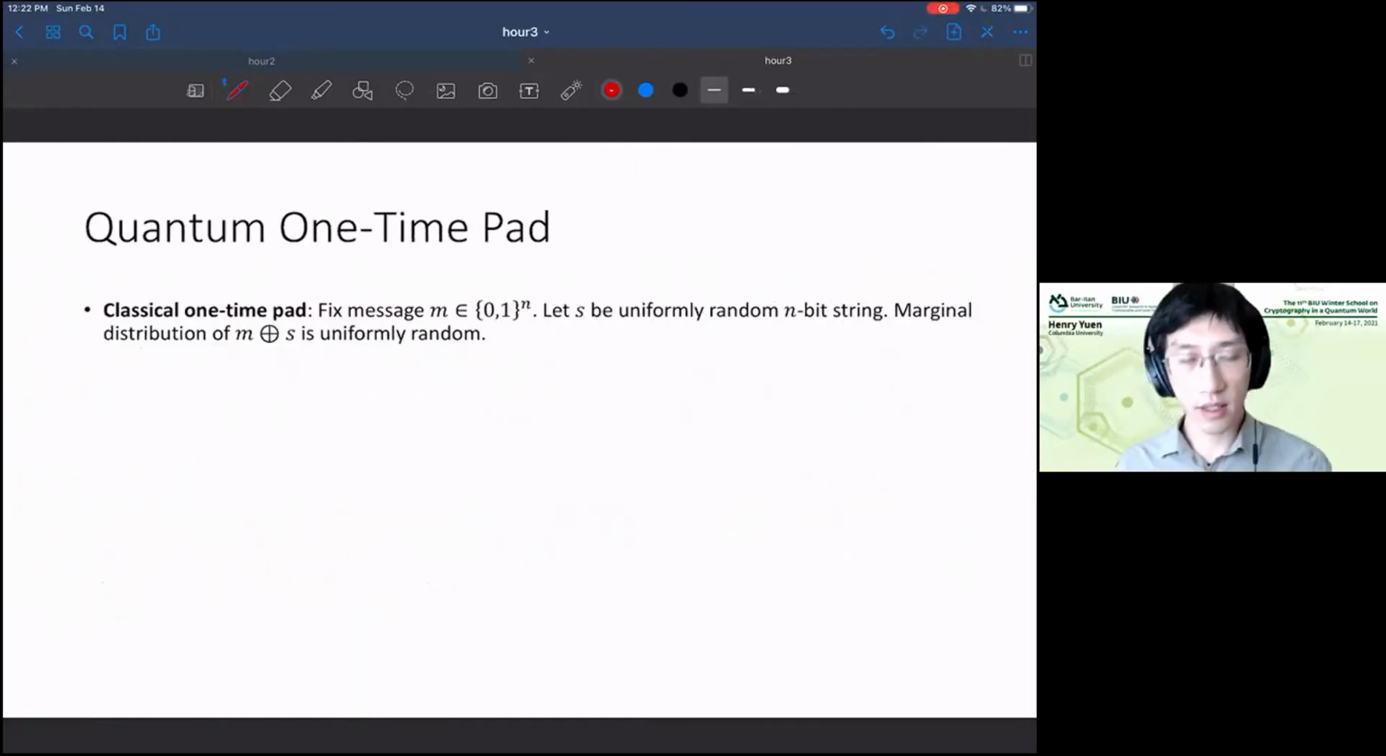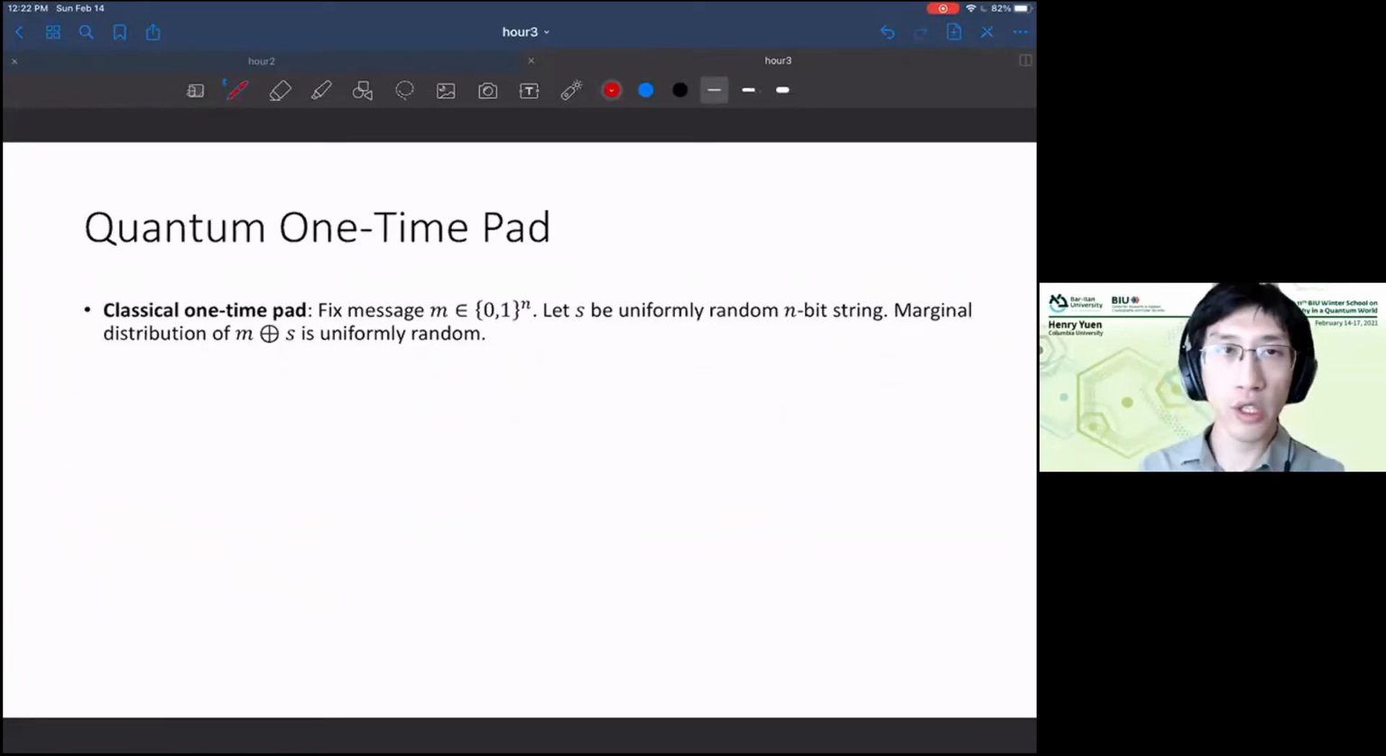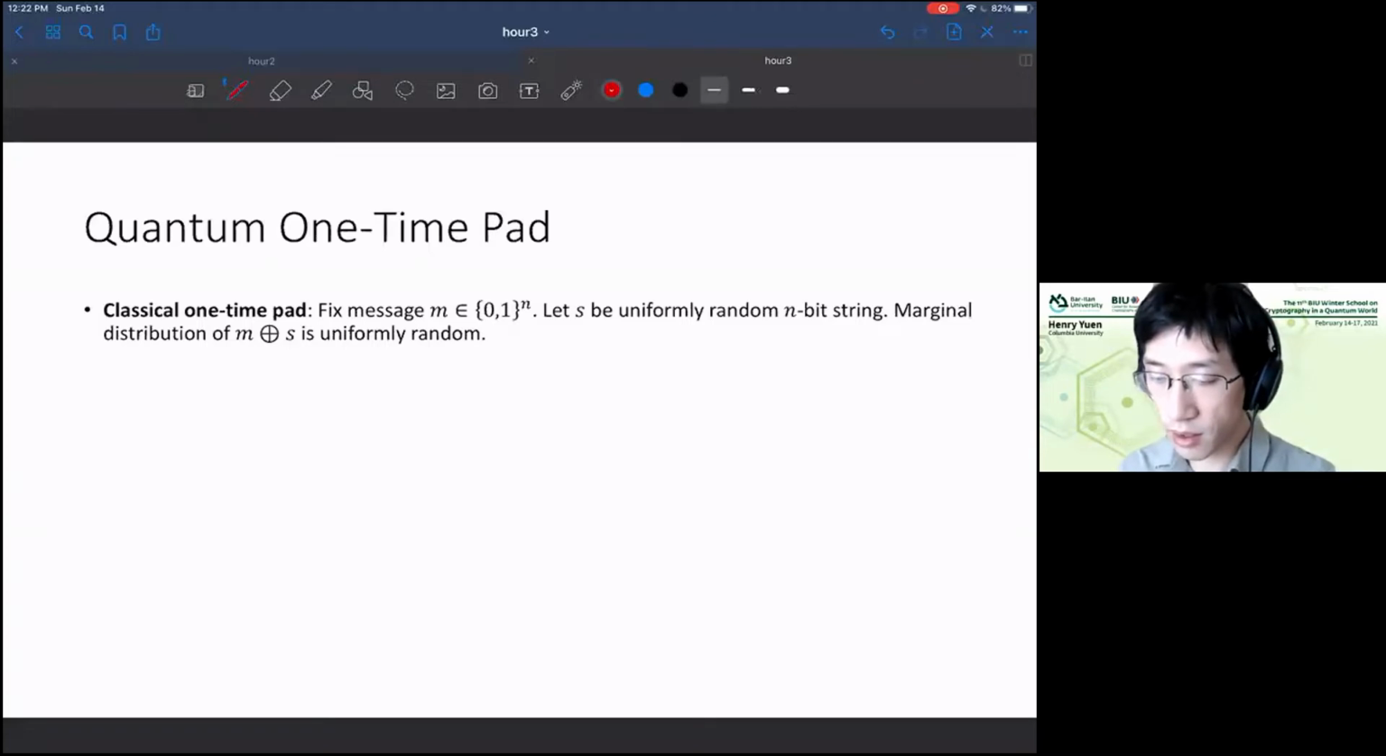Okay, so let's start to see how this comes into play in a cryptographic setting. So let's talk about the quantum one-time pad. This is the quantum analog of the classical one-time pad, which we all know. The classical one-time pad says, let's say you fix a message M, and it's n bits long, and then suppose that you picked a uniformly random string S. Then the marginal distribution of the bitwise XOR of the message M XOR S is going to look like a uniformly random string. So you have no information about what M is if you don't know what S is. So you've randomized the classical information.